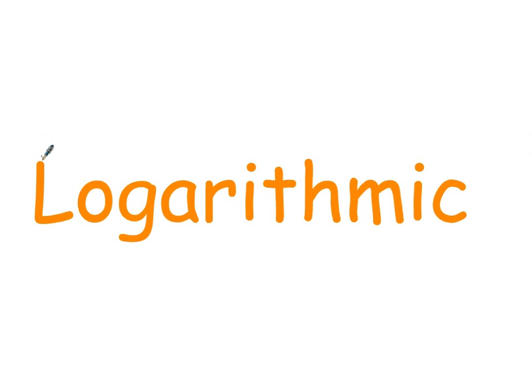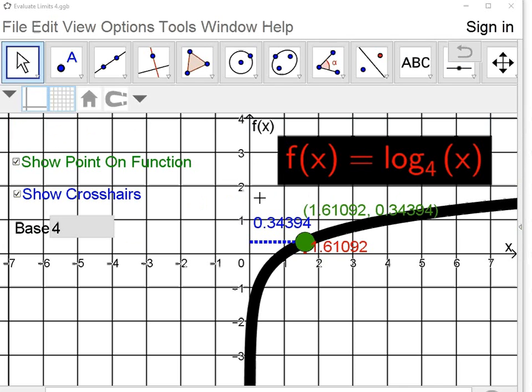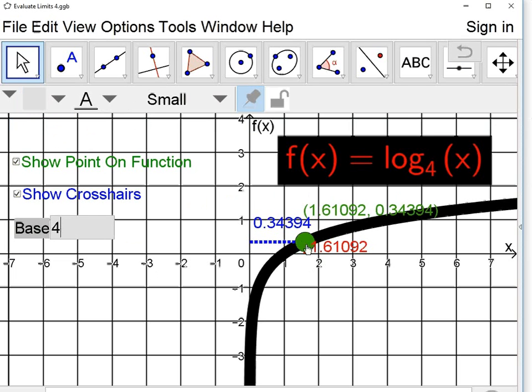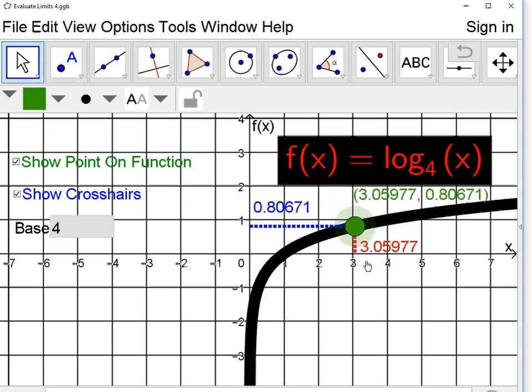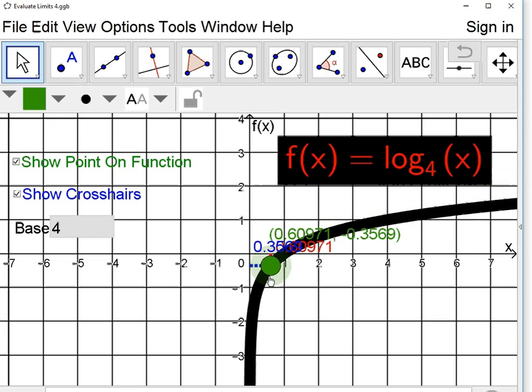Next, we're going to take a look at logarithmic functions and figure out what their limits are. First, we're going to take a look at the graphs again, just to see exactly what's going on. So this is log base 4 of x. We can change the base however we want for right now, but I want you to notice that wherever the function value exists, the limit's going to be the same.